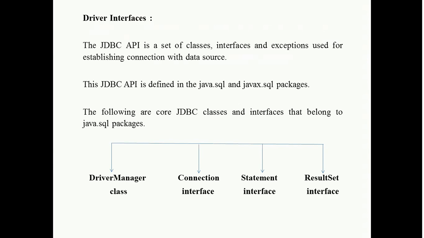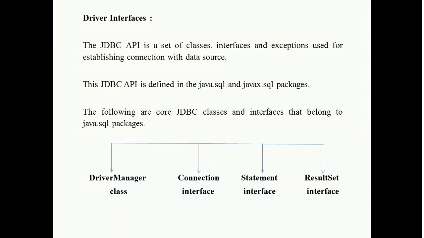See the first, the driver interface. The JDBC API is a set of classes, interfaces and exceptions used for establishing a connection with the database or data source. So the JDBC API is mainly used to establish a connection with the data source. This JDBC API is defined in the java.sql or javax.sql package. So when you perform a database-related program, we need to import the java.sql package in the program.